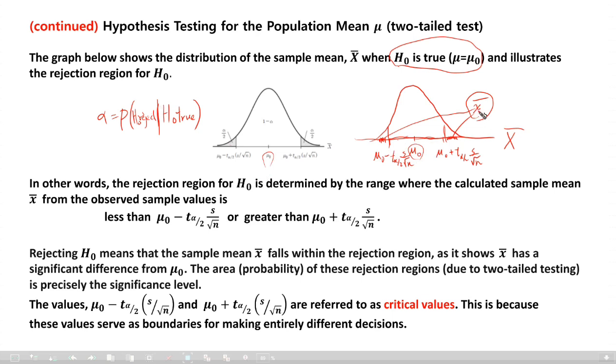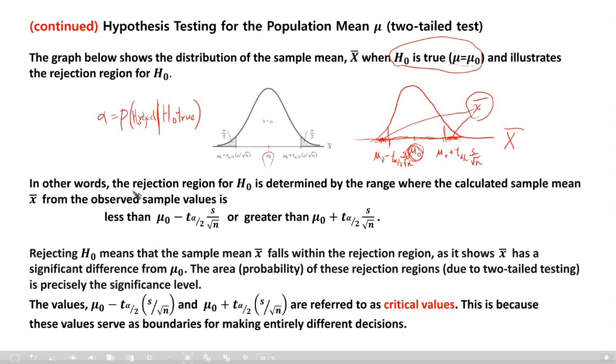H0 true means mu equal to mu zero. But when you observe the calculated sample mean lies in this area, you can say there exists a significant difference from mu zero. So you reject H naught. You reject mu equal to mu zero. So you make an error, right? Because under the assumption mu equal to mu zero, you can get some sample mean here. So you reject H naught, then you made an error. That is type 1 error, right?